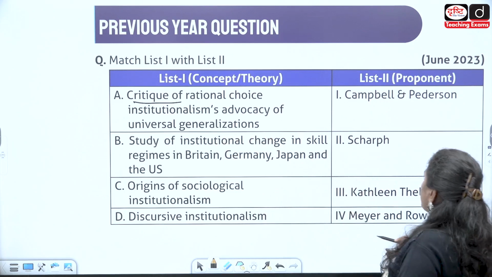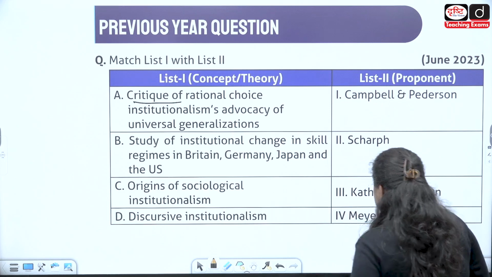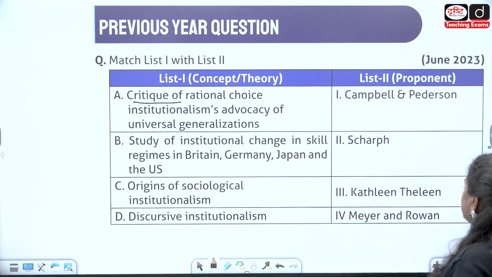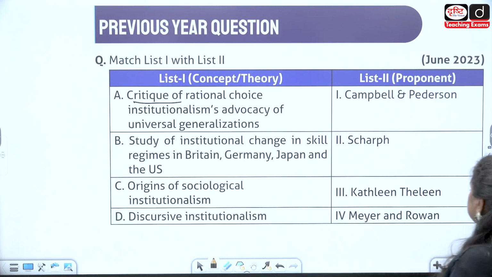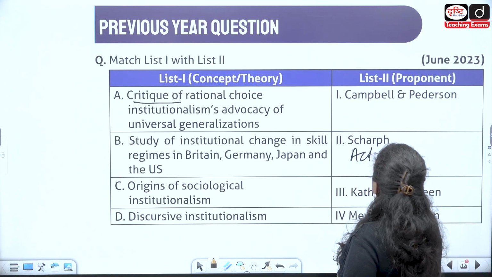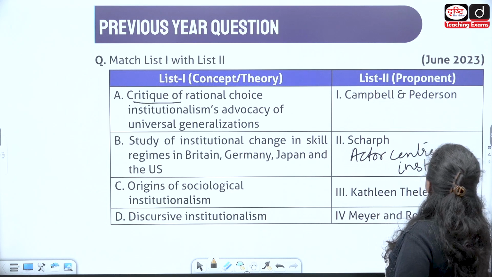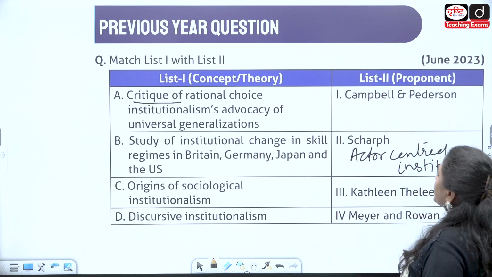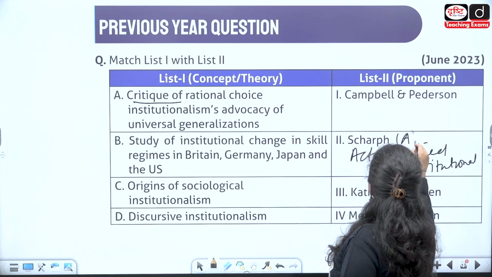So A is with 2, Scharpf's theory. Fritz W. Scharpf is the thinker who has criticized rational choice institutionalism's advocacy of universal generalization because he has worked more on actor-centered institutionalism. Okay, so A is with 2. So I can put A here.